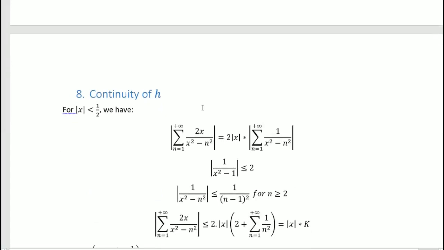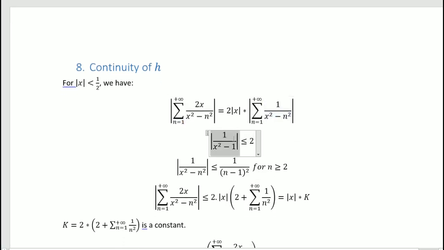Now 8th part, the continuity of h. So at first we do the hypothesis that x is inferior to 1/2. So I take the absolute value of this and I just simplify, so we get this expression. I just factorize by 2, that doesn't really matter, and x that isn't summed, so we can just factorize. So I get this expression. So this expression is inferior to 2. It just comes from this correlation. It's not really hard.